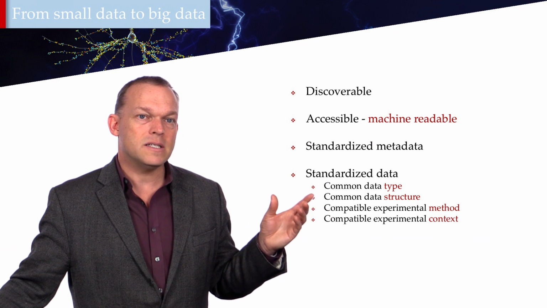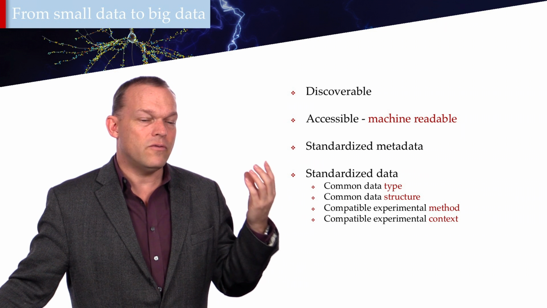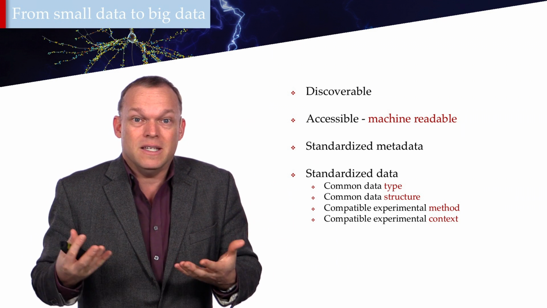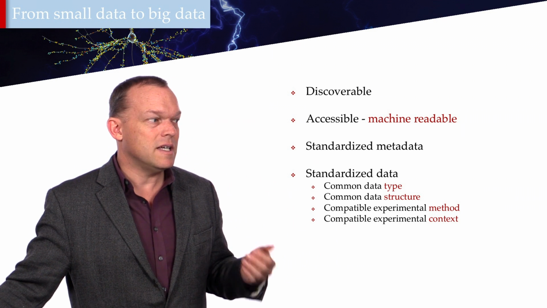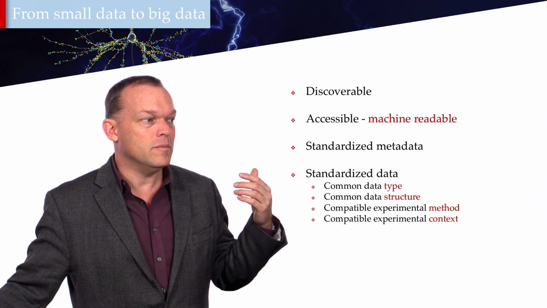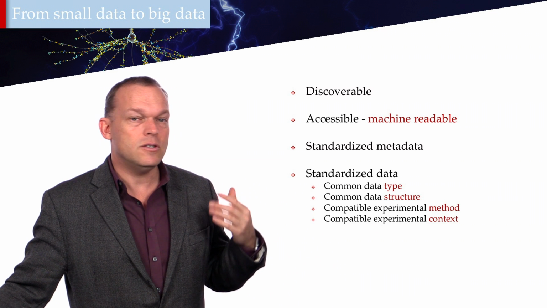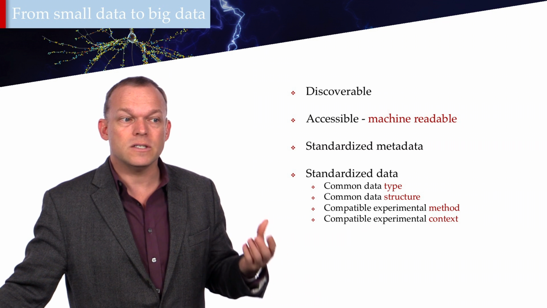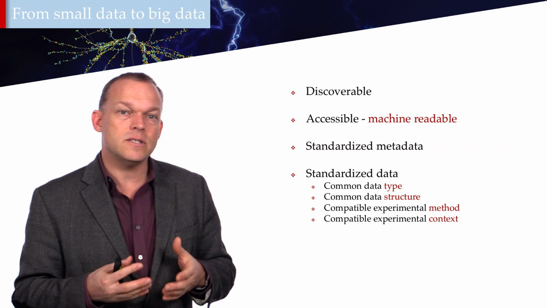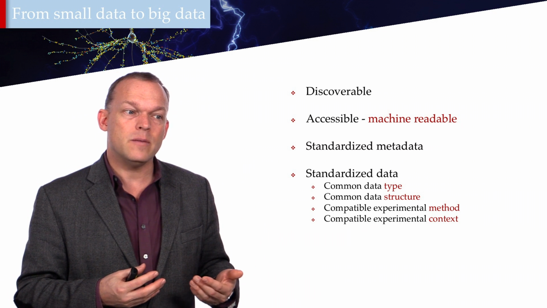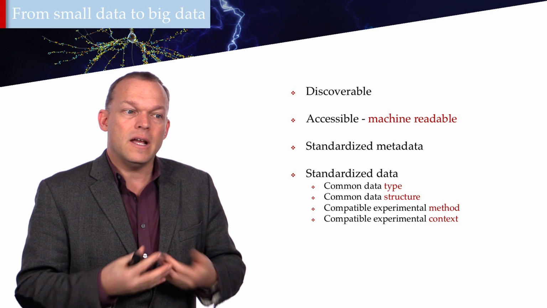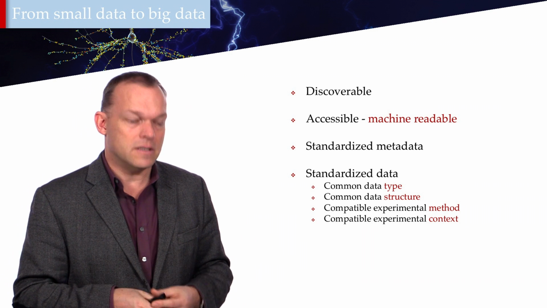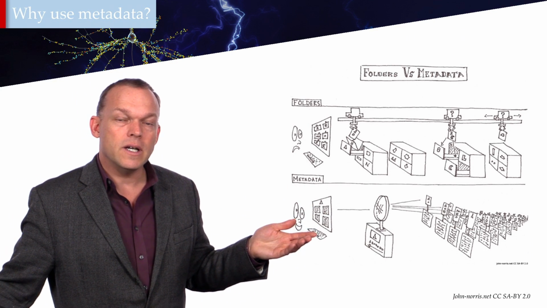you've got to make it possible to combine data. So in order to find the small data and to make it possible to combine it to make big data, you've got to make that small data discoverable. You've got to make it machine readable, accessible. You've got to use standardized metadata, standardized data types, data structures, and identify which data has actually been produced using a compatible experimental method or from a compatible experimental context from which data can be compared. And that's a massive challenge. Now, there are different ways of organizing data.